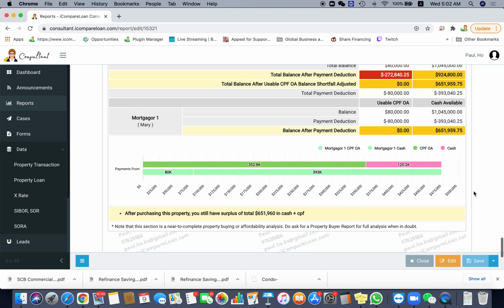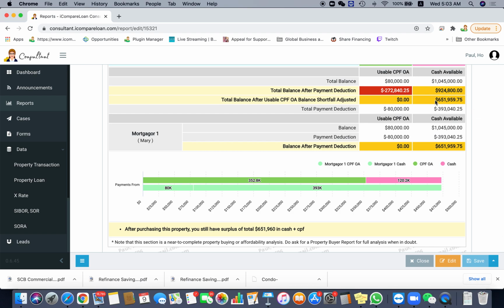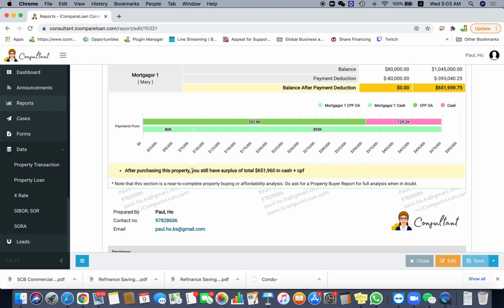So then we look at the usable CPF OA balance, minus 80,000, left 0. Cash available 1.045 million minus 393, left 651, right? You can see left 651. And then after purchasing this property, you still have a surplus of total 651,960 in cash plus CPF, right? So after purchase of this property, Mary still has a balance of 651,960 in cash, or cash plus CPF, depending on the split of the two.